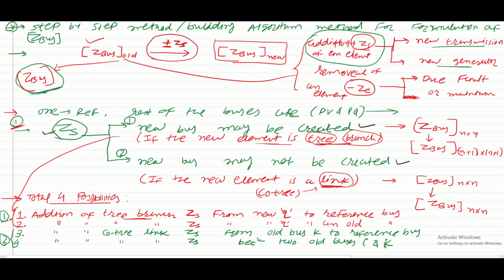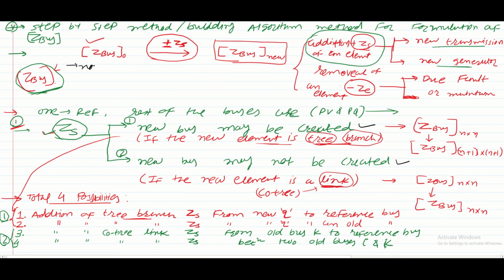The first basic two are: it is a tree branch or a link. If it is a tree branch, there is a chance of new bus creation, and if it is a co-tree link, then the size of the matrix will remain the same. That means there is no chance of creation of a new bus in the system. Clear? Now again these two parts are divided into further two, where ZS is added into the system. I hope you have clear up to this.